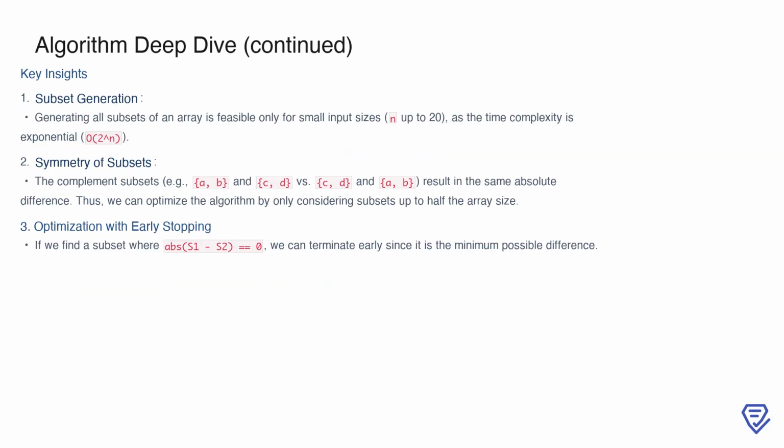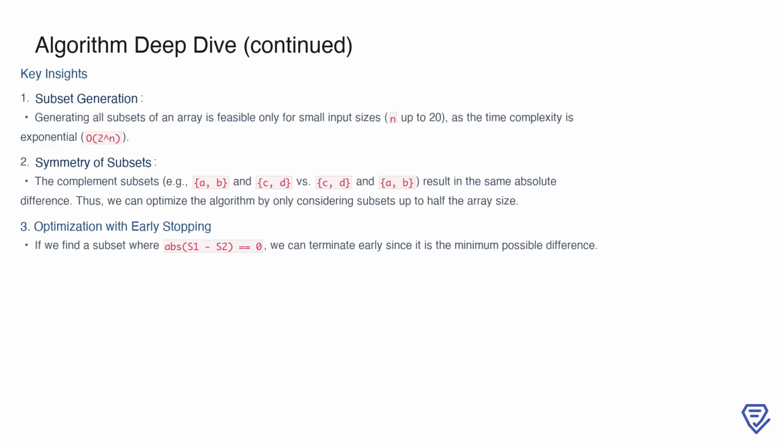When working with the brute force approach, there are a few critical insights to consider. First, generating all subsets is computationally feasible only for small input sizes. With n stones, the time complexity is exponential at 2 to the power of n, which makes this method impractical for large n. Second, the symmetry of subsets plays a role in reducing redundant calculations.